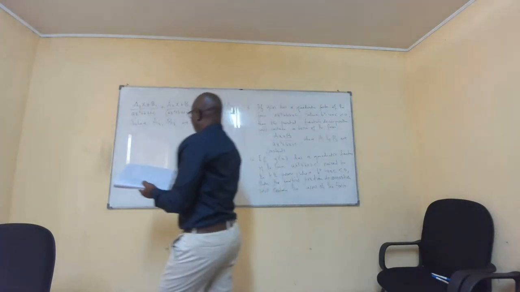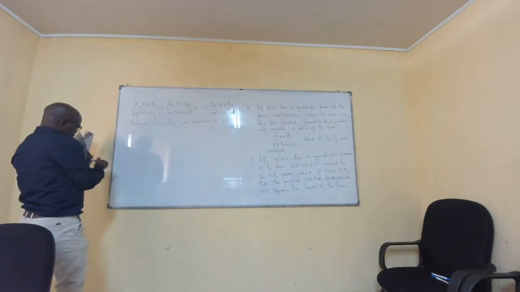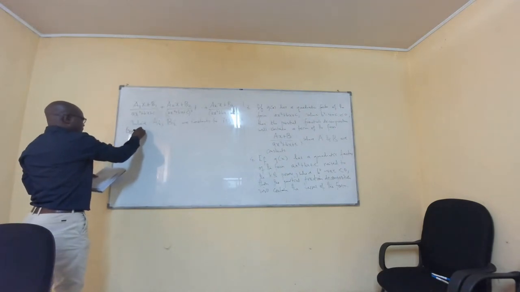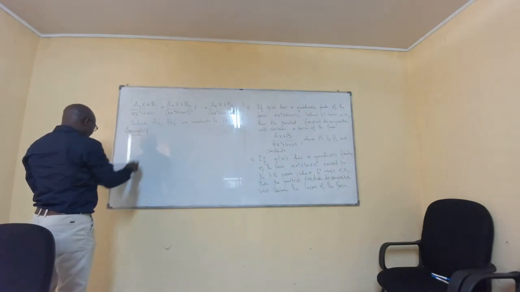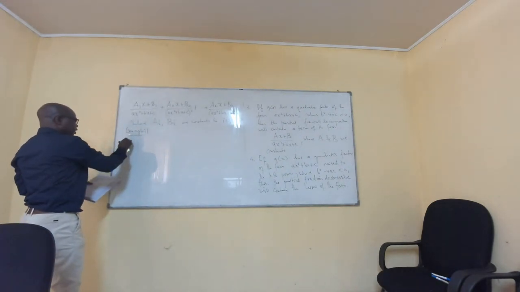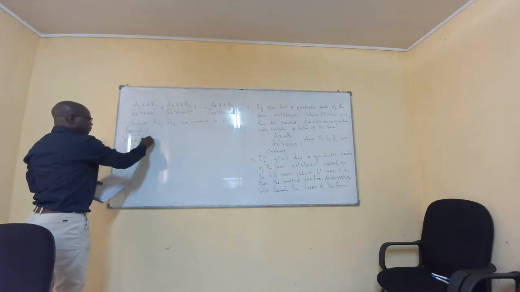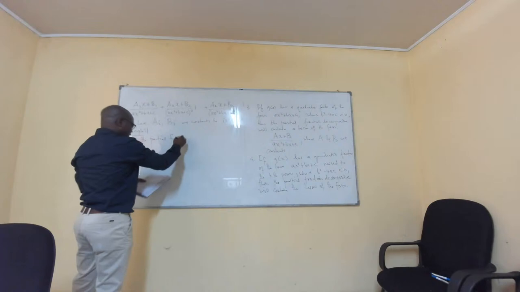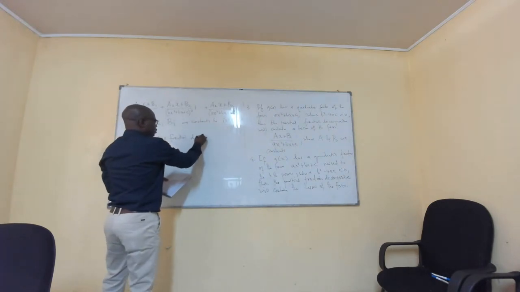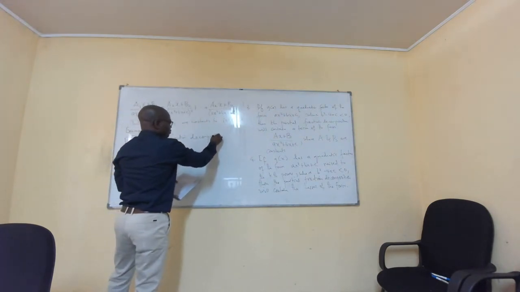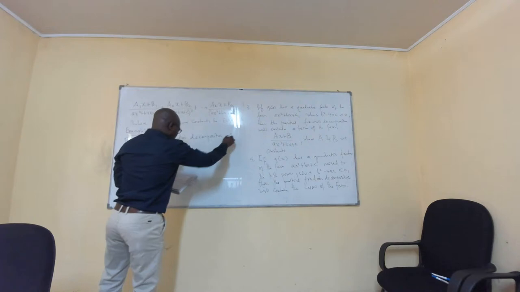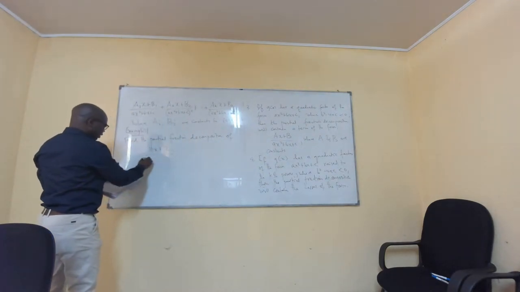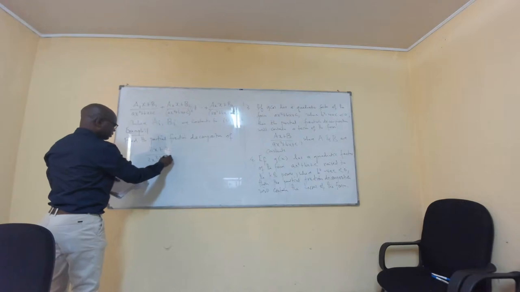So let's look at an example. Example one says: find the partial fraction decomposition of 11x plus 2 over 2x squared plus x minus 1.